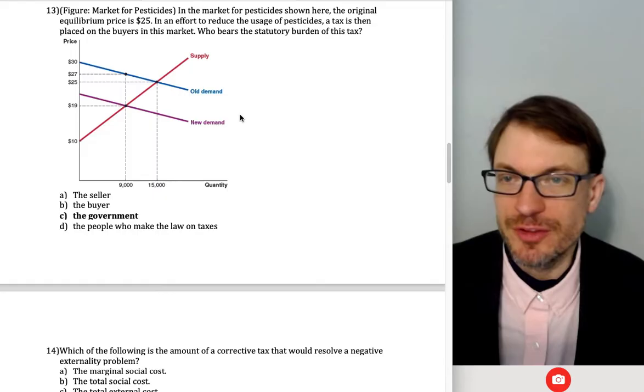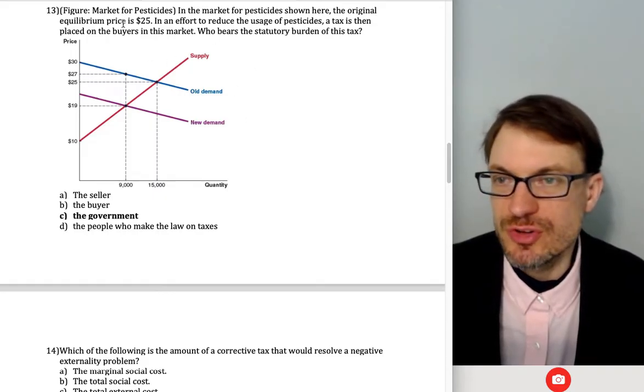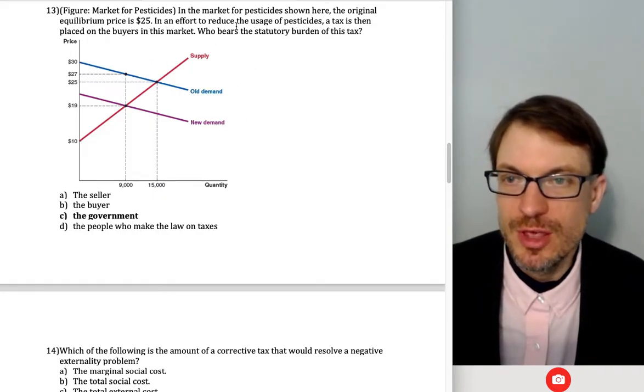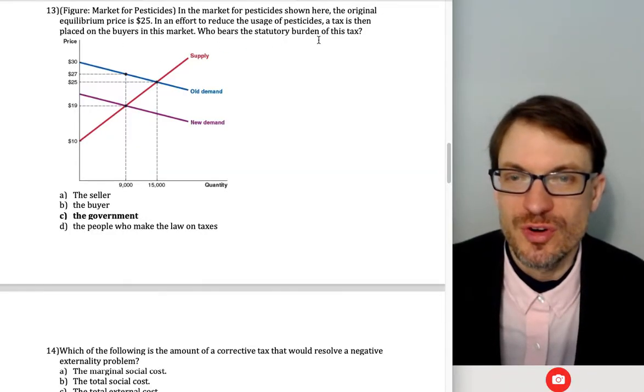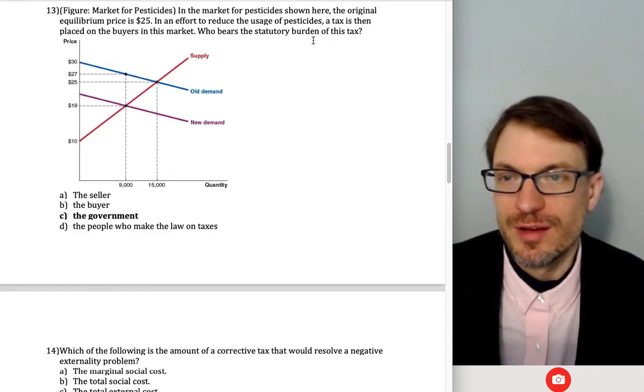All right, market for pesticides. In the market for pesticides here, the original equilibrium price is $25. In order to reduce the usage of pesticides, a tax is then placed on buyers in the market. Who bears the statutory burden of the tax?